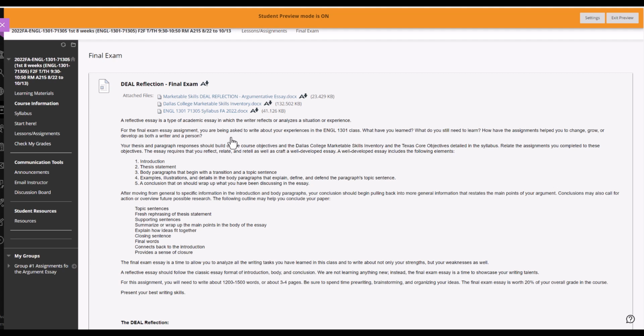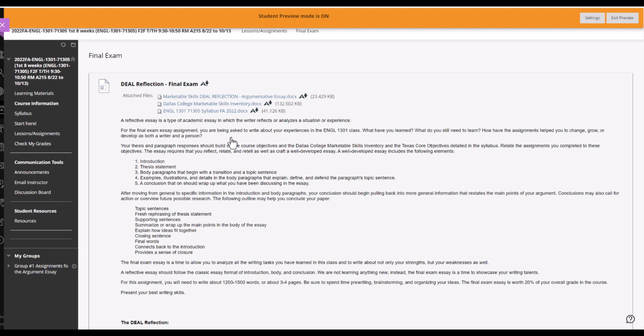The following outline may help you conclude your paper: topic sentences, fresh rephrasing of the thesis statement, supporting sentences, summarize or wrap up the main points in the body of the essay, explain how the ideas fit together, and the closing sentence, the final words, connects back to the introduction and provides a sense of closure.